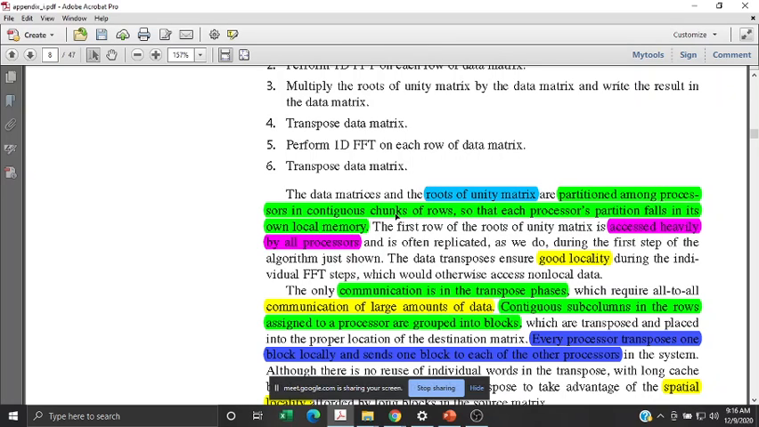So you identify the problem statement, divide it into possible parallel executions, and make sure that the data elements required for the parallel execution are readily available in the cache. That arrangement has to be made. Local memory here means it is cached. The first row of the roots of unity matrix is accessed heavily by all the processors and is often replicated, so you have a copy in all private memories.